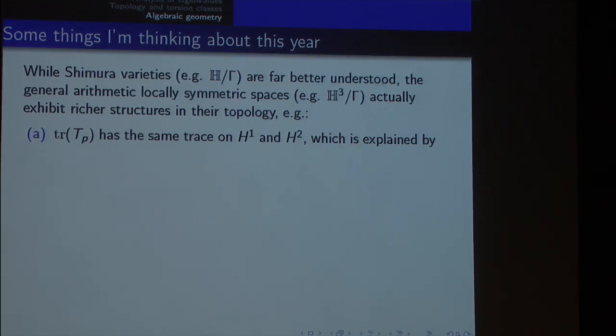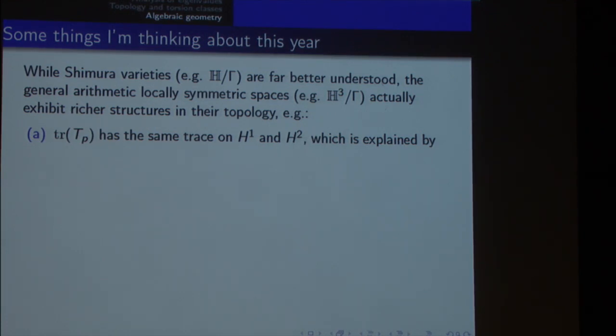On the last slide, I'll just say a little bit about things related to what I've been thinking about, which will, I think, be discussed in various ways in this special program. So, Shimura varieties. Shimura varieties are things like this upper half plane mod gamma. They're arithmetic locally symmetric spaces that happen to have the structure of complex varieties. So these are very well understood.